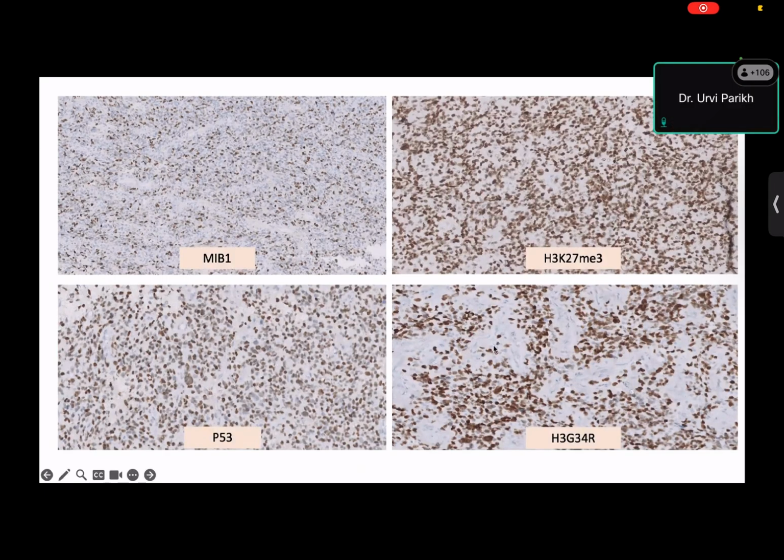And what is this? Can somebody tell me what this indicates? H3G34R is actually done for diffuse hemispheric glioma. So that is like an IDH. This is a mutant protein IHC, which is a good surrogate for an H3G34R mutation. So if this mutant IHC is positive, that indicates the presence of this mutation, and it is an H3G34R mutant diffuse hemispheric glioma.